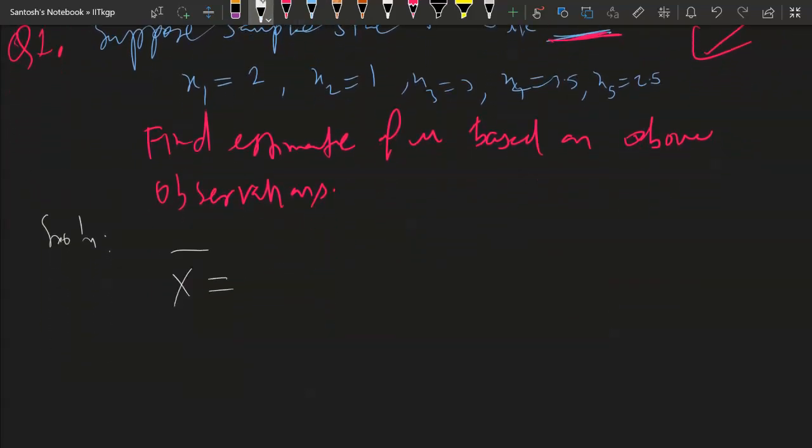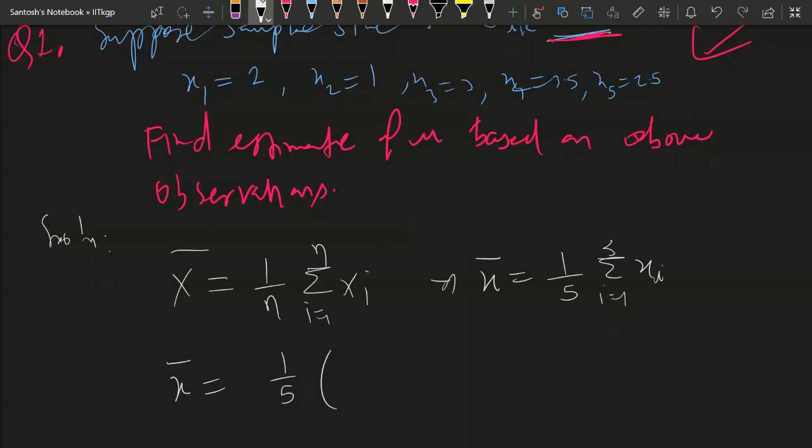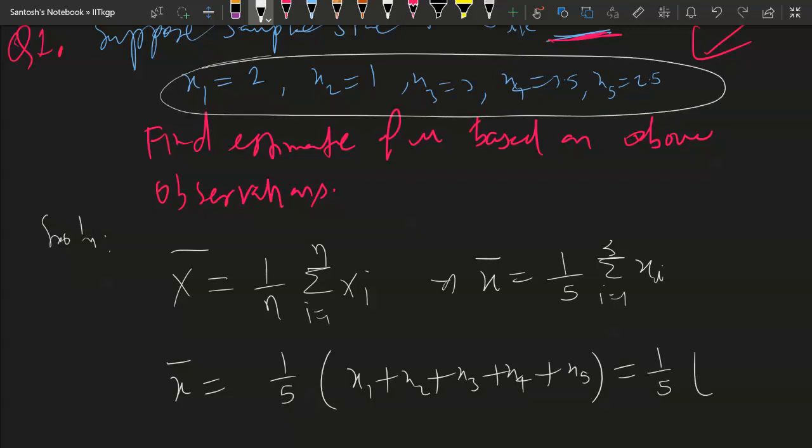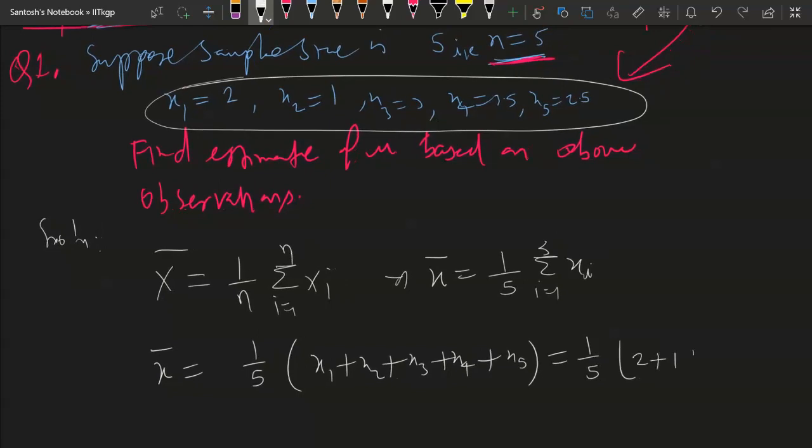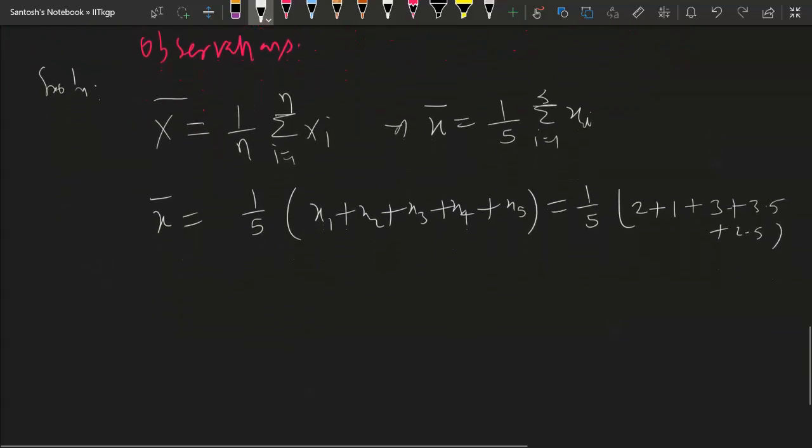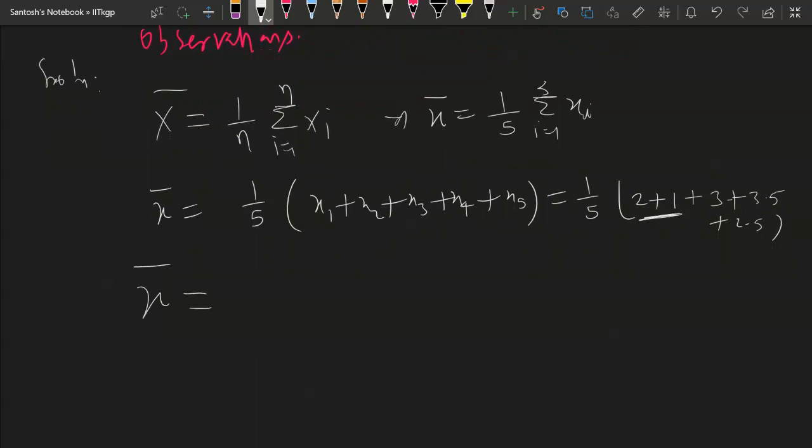So x bar is 1 upon n summation xi, i from 1 to n. I want to find the observed value, so we can write x bar as 1 by 5, since n is 5, summation xi, i from 1 to 5. If you open it, x1 plus x2 plus x3 plus x4 plus x5. So 1 by 5, you add all these values: 2 plus 1 plus 3 plus 3.5 plus 2.5. Now you add it, what does it give? That gives 12 upon 5. So check the calculation.